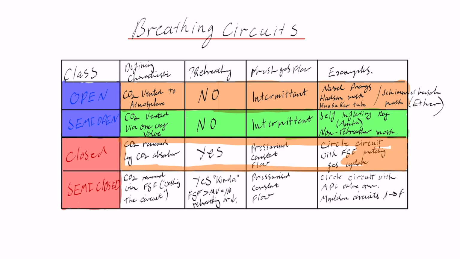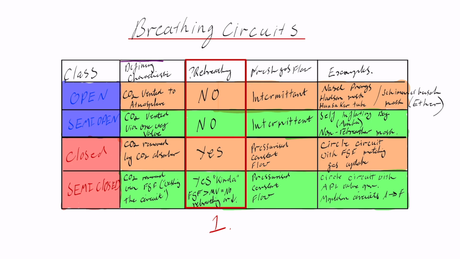And then finally, just to reiterate the points of how we differentiate them, the first question I always ask when I see a different circuit and I want to try and differentiate between open and closed is, should the patient be rebreathing, or is the patient rebreathing their own expired gas? And if the answer is no, it's open or semi-open. If the answer is yes, then it's closed or semi-closed.